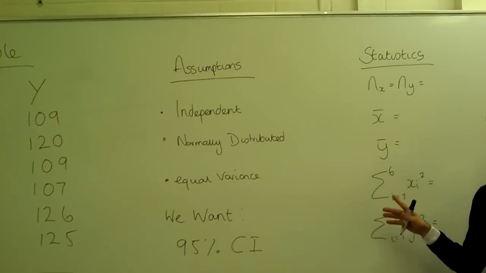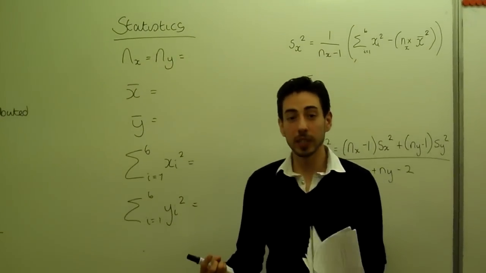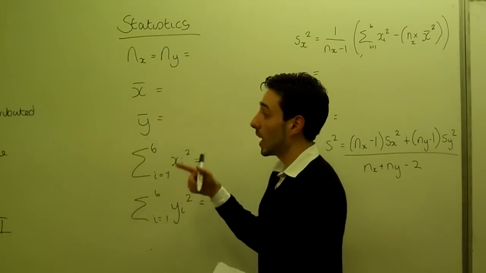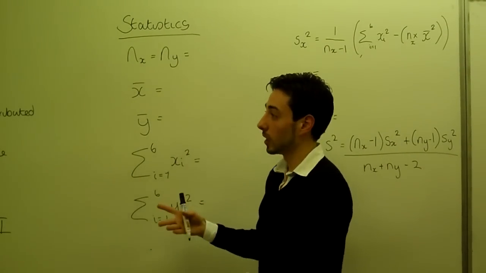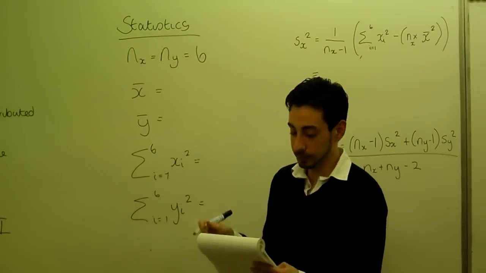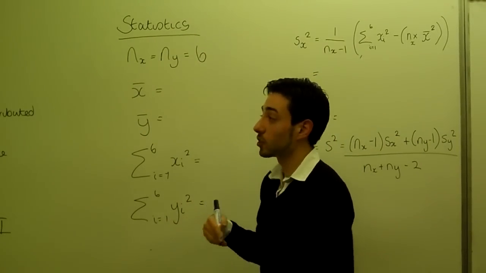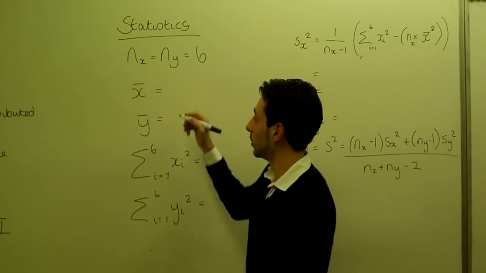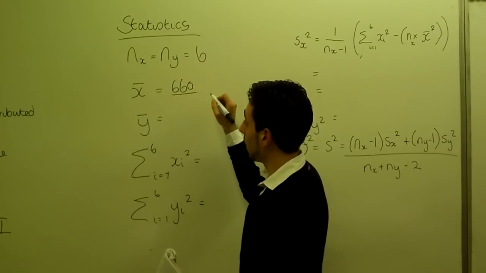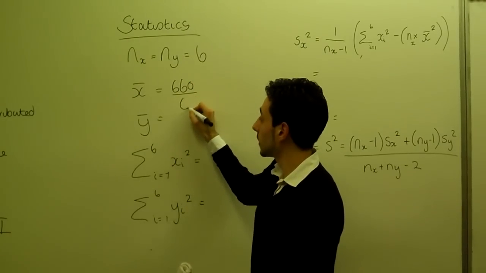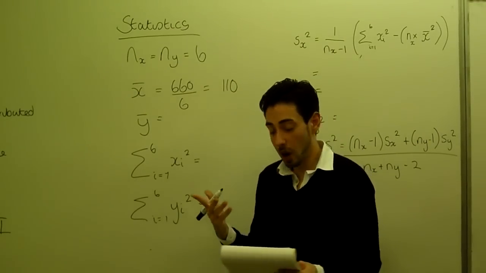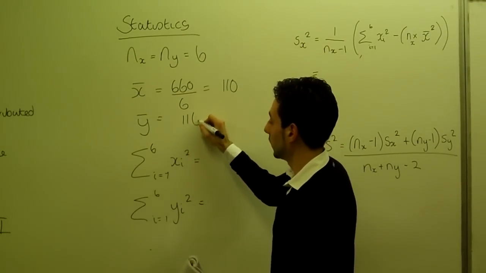Right, so we need some statistics. The first statistic we need is easy. We just want the number of observations in each column. So in our X column, we've got 6 observations. In our Y column, we've got 6 observations. So we can say our NX and our NY are 6. Our X bar, well, that's just the sum of the observations in that column. So for X, this is 660 divided by the number of observations, which is 6. And we say that is 110. Same for our Y, we can calculate that in the very same way.